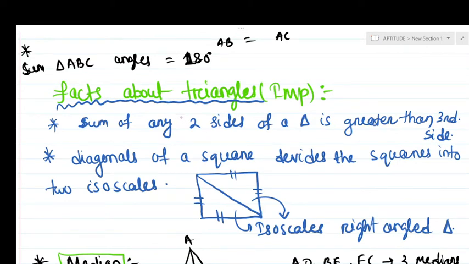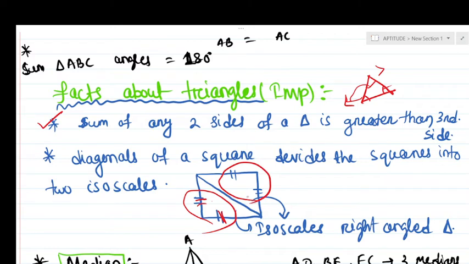As you know, the sum of the angles of a triangle is 180 degrees. The next fact is that the sum of any two sides of a triangle is greater than the third side. The diagonals of a square divide the square into two isosceles triangles. Suppose this is a square and you draw the diagonal, then this side and this side are equal, so this makes one isosceles right angle triangle, as the angle is 90 degrees here, and this also makes another.